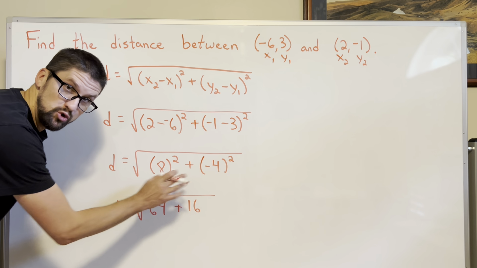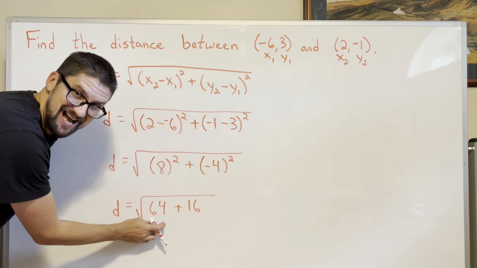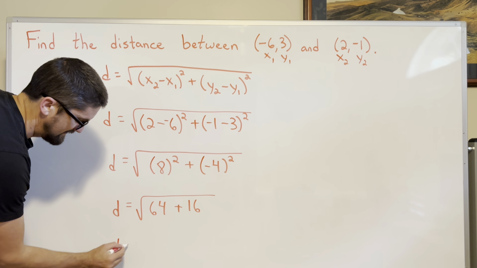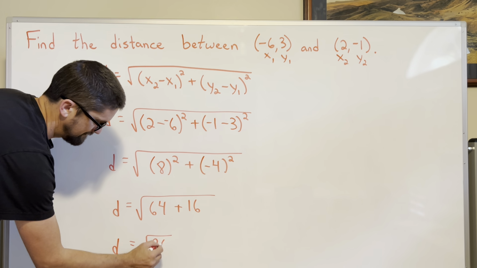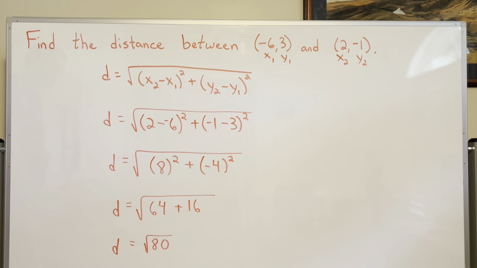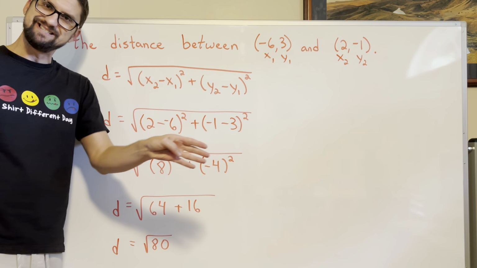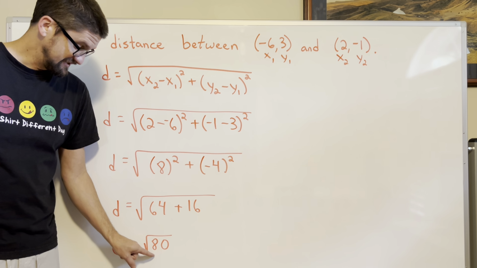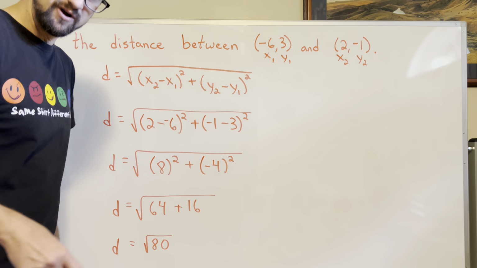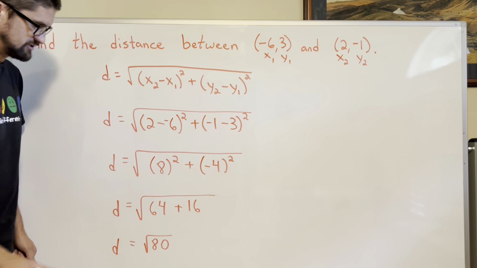Now the square root is like a grouping symbol, so you want to do the addition inside first. And we get square root of 80. Now you can plug that into the calculator and get a decimal answer, but once it's simplified, you're going to have to simplify this. 80 has a square factor of 16 that goes into it.